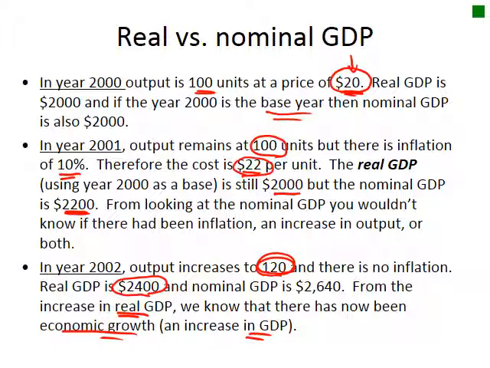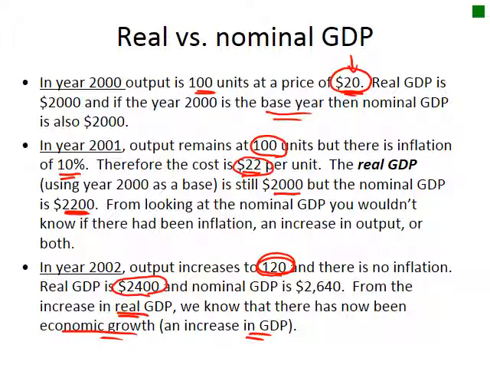So if you were simply told that in year 2000, nominal GDP was $2,000, and a year later, nominal GDP was 2,200, and that's all the information you were given, you would not know whether you were producing more units or if there had been inflation or both. Whereas with real GDP, when we held the money constant at $20, we knew that if it went up to a higher amount, then the number of units must have increased.